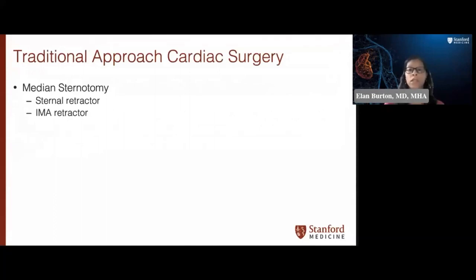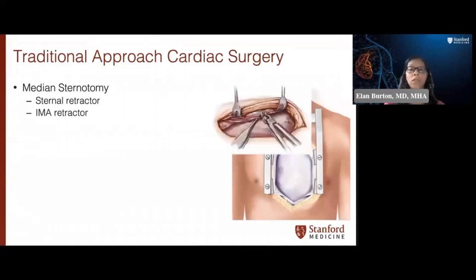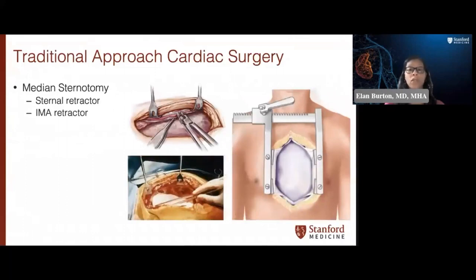Traditional cardiac surgery is conducted through a median sternotomy. This requires placing a retractor in between the edges of the sternum and retracting laterally. If performing a CABG using the internal mammary artery, an additional retractor is used to lift the chest wall superiorly and sometimes additionally laterally.